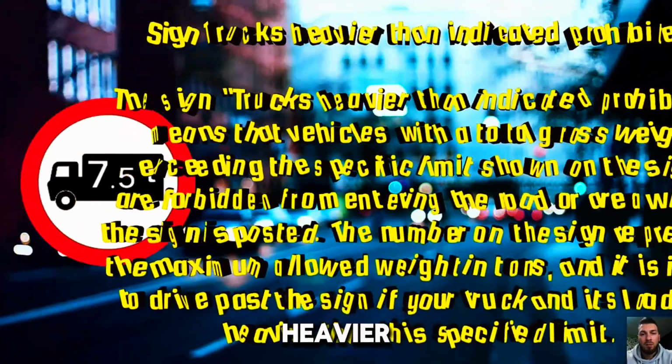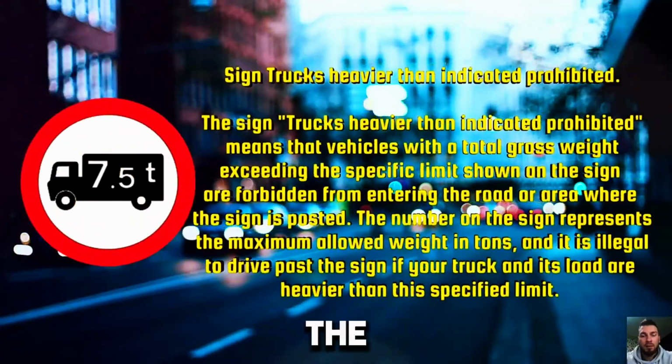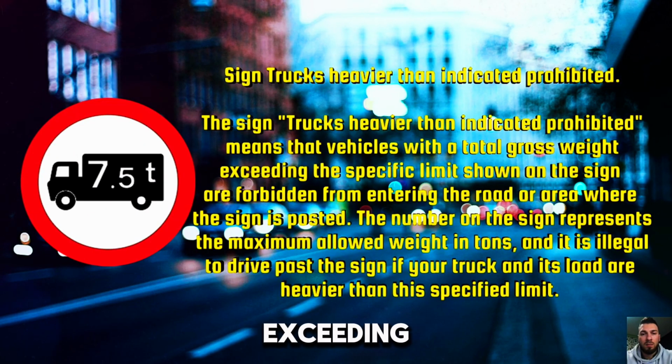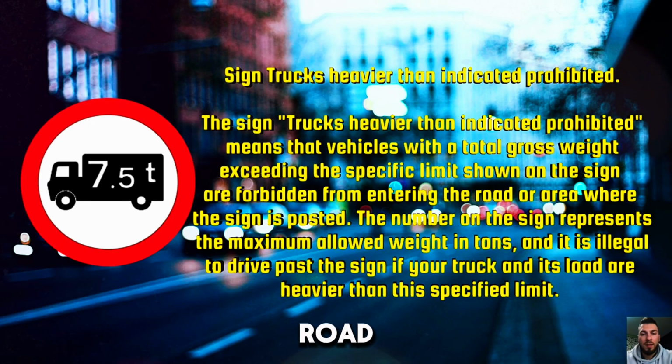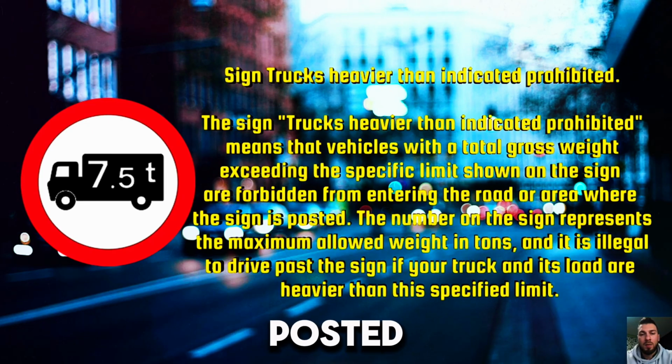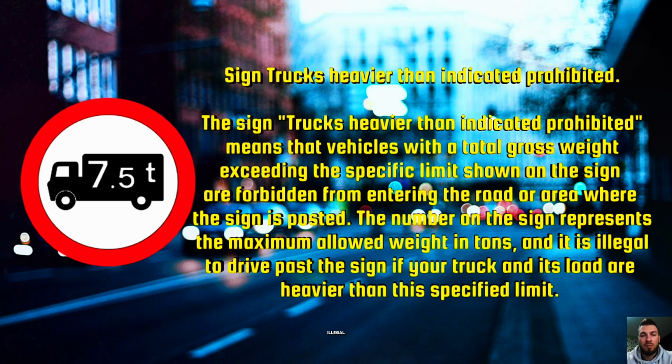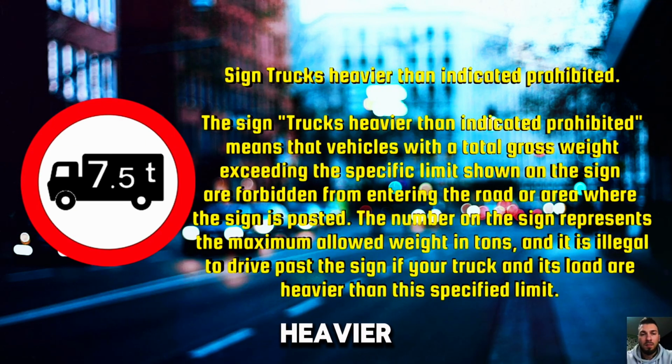Sign: trucks heavier than indicated prohibited. The trucks heavier than indicated prohibited sign means that vehicles with a total gross weight exceeding the specific limit shown on the sign are forbidden from entering the road or area where the sign is posted. The number on the sign represents the maximum allowed weight in tons, and it is illegal to drive past the sign if your truck and its load are heavier than this specified limit.